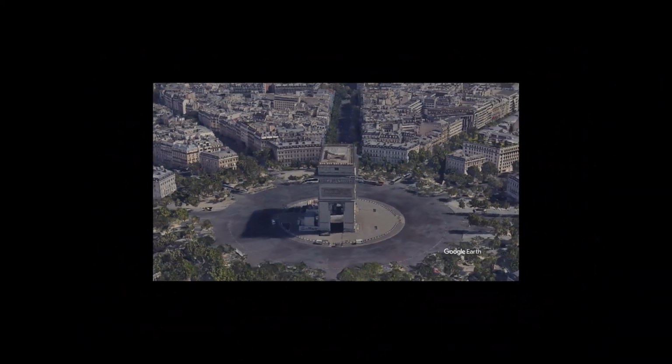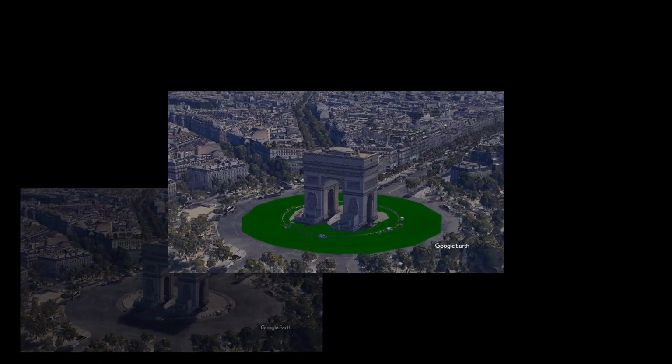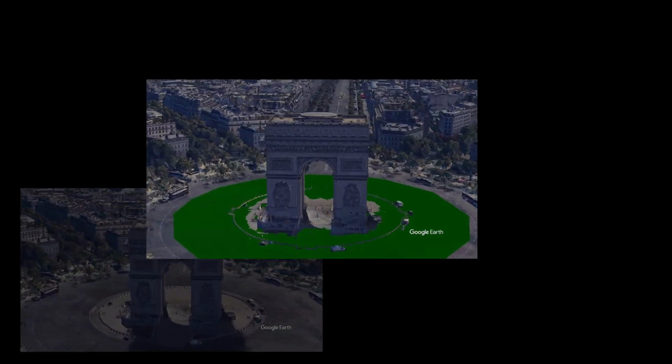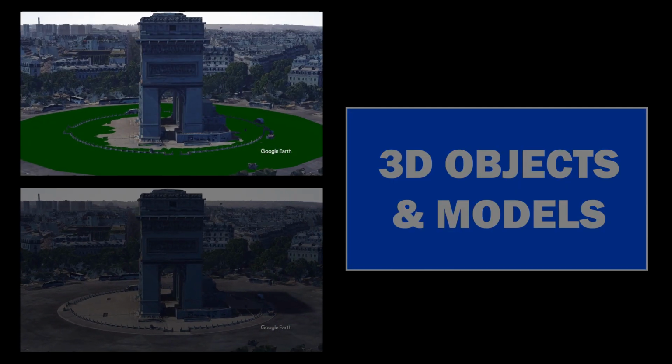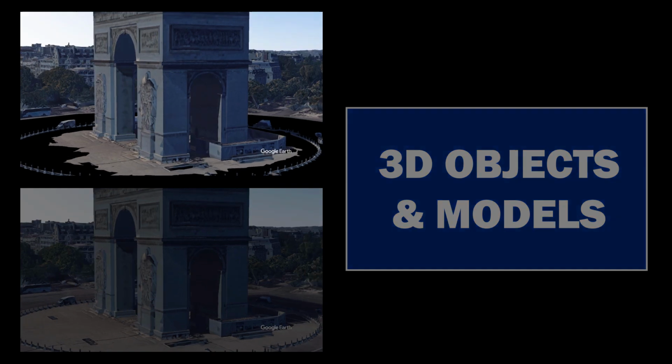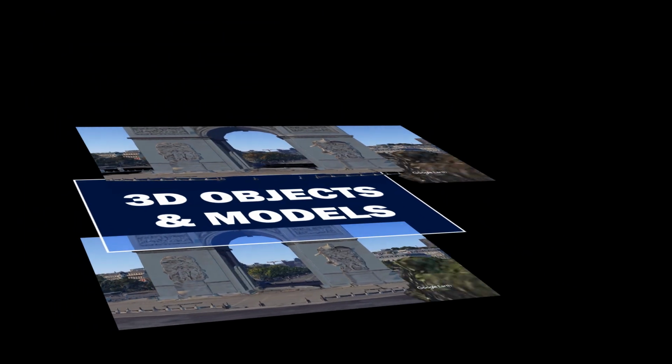So before we get too far ahead of ourselves, what we're going to be doing is creating a regular composition or render. Then we'll be creating a composition or render with a green screen layer. This will allow us to sandwich in between the two layers any 3D objects or models and simulate a 3D environment.